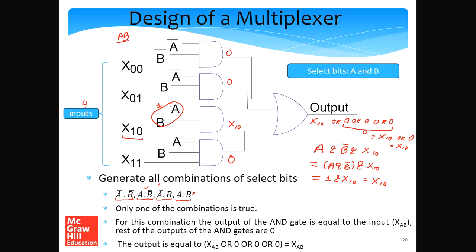So what we can see is that in this particular case where A is 1 and B is 0, only this combination is true, the rest of the combinations are false. As a result, at this point the output is the same as the input, the chosen input x10, and similarly at the output of the OR gate, the output is equal to the chosen input. So for the entire circuit, the output is equal to the input that we chose, which is x10.